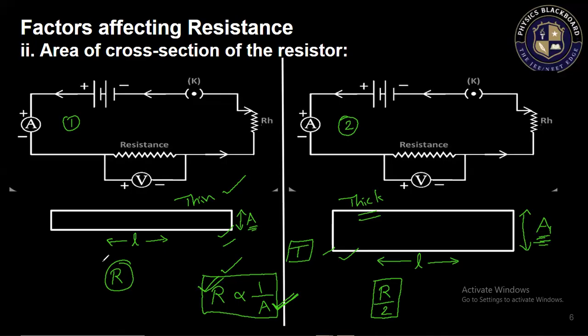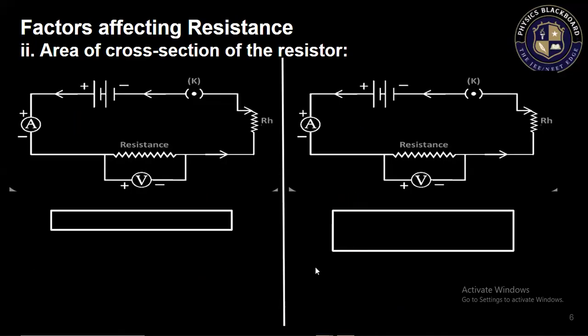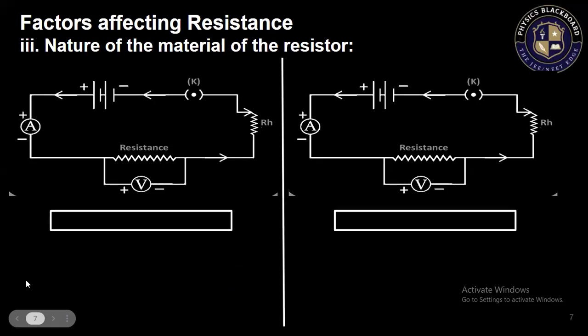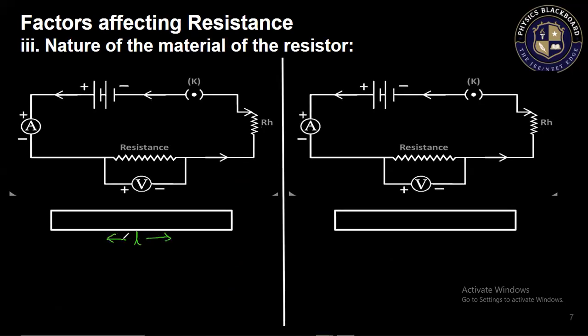Done? Yes. We see one more factor that affects the resistance, that is the nature of the material. Here you can see that we have taken two cases. Let's say in the first case, the length of this wire is L. The second wire also has the same length, L. And the area of cross section of these two wires is the same. And the temperature is constant. That is, let's say both the wires are at the same temperature. But the only difference is the nature of the material.